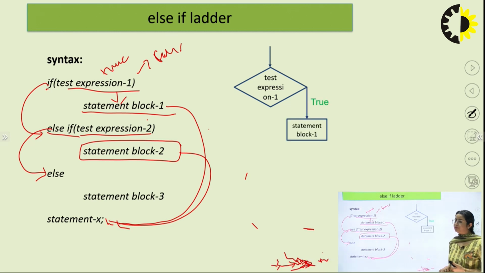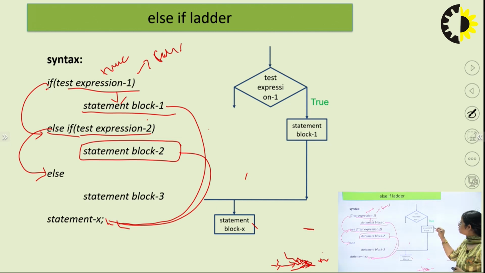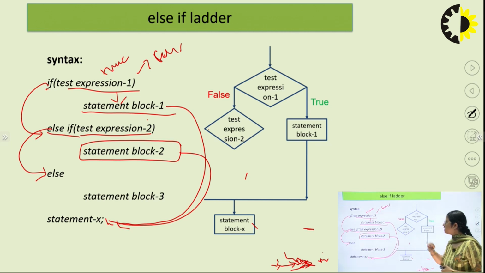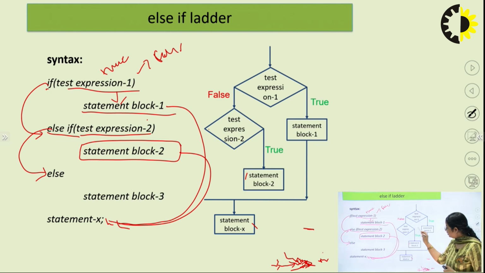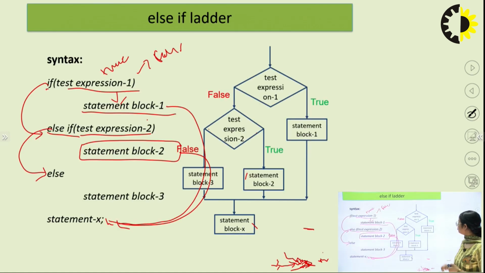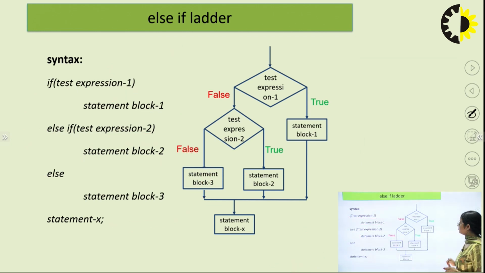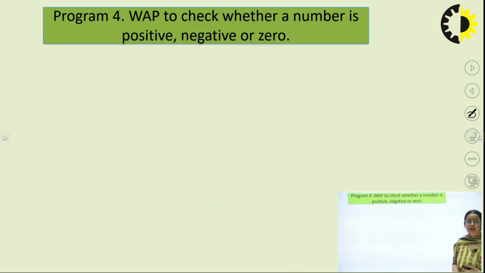So here is the flowchart. Again, we are checking the test expression. If the condition is true, then statement block 1 will be executed. If the condition is false, then expression 2 will be checked. If expression 2 is true, then statement block 2 will be executed. Otherwise, the else block will be executed. So this is the flowchart of the else if ladder. Let's see one example.